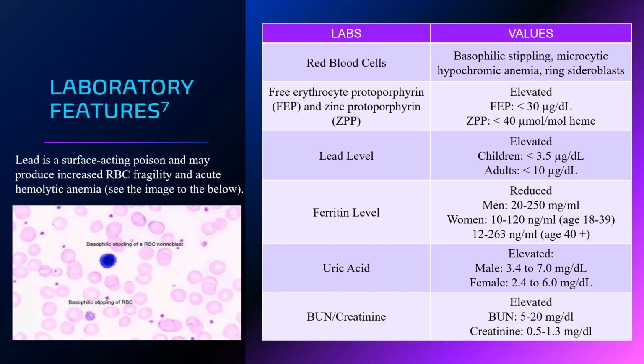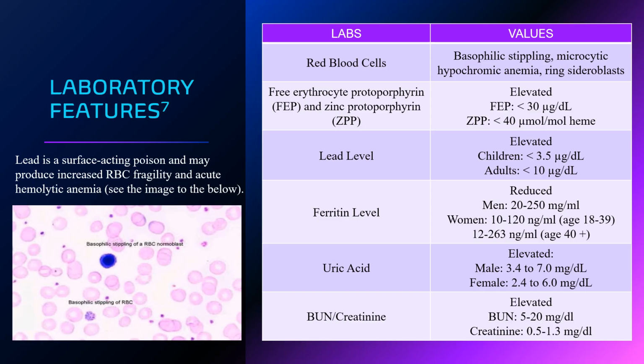Laboratory features. Lead toxicity causes hypochromic microcytic anemia. And we can see the basophilic stippling of red blood cells there in the slide. Now, these hypochromia and microcytosis are typically seen in iron deficiency anemias, which coexist with lead toxicity. Assessing iron storage status, ferritin, in all cases of lead poisoning is important.